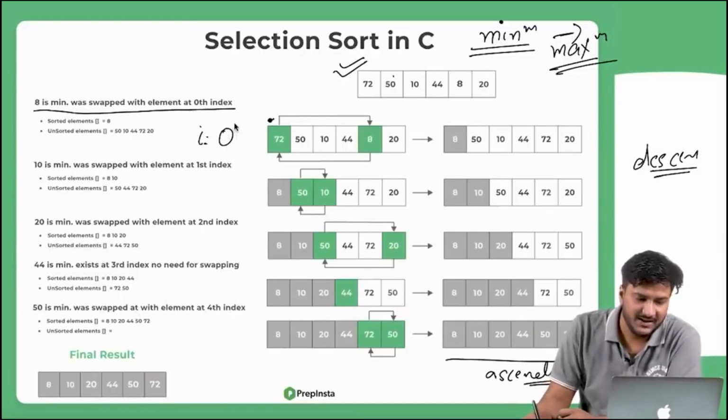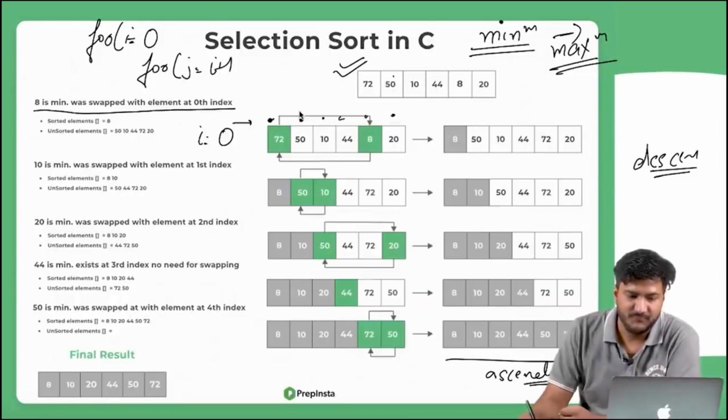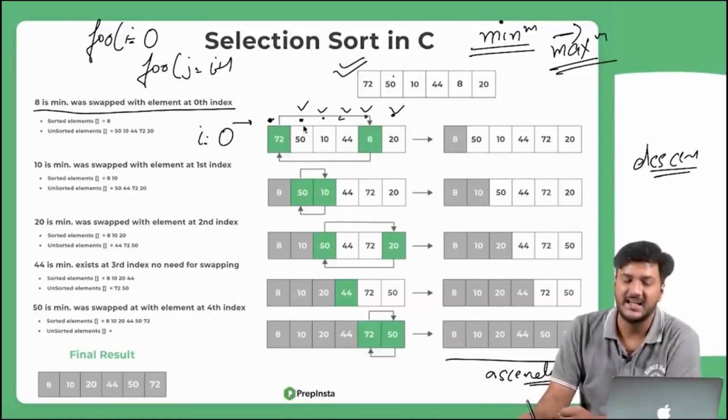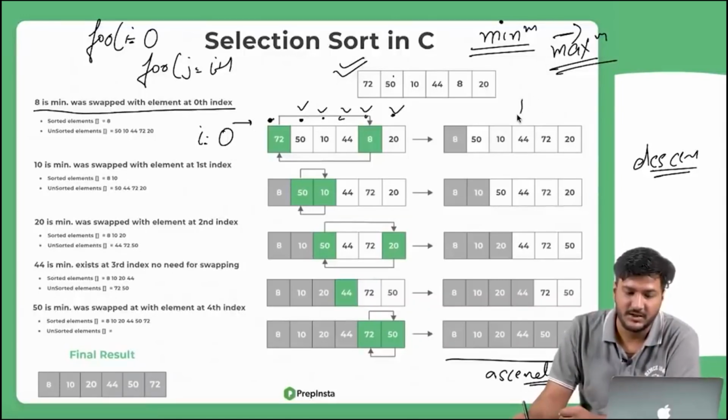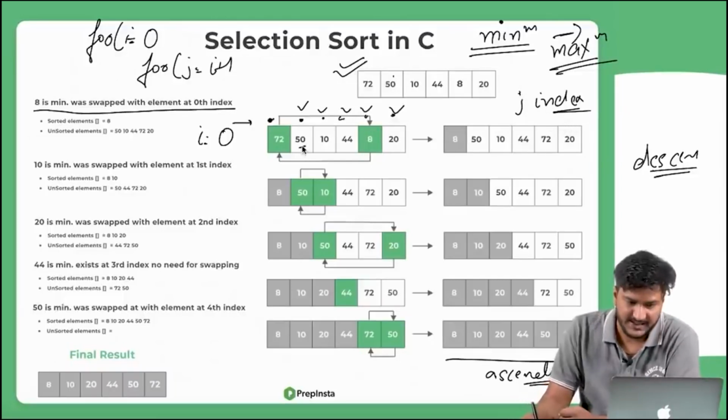So I will start my first for loop with i equals 0, and then in my second for loop, my j will start from i plus 1, right? So I will start comparing from here, here, and here. As soon as I move forward, in each case I will store the index of whichever element is the smallest. As of now, 50 is the smallest.